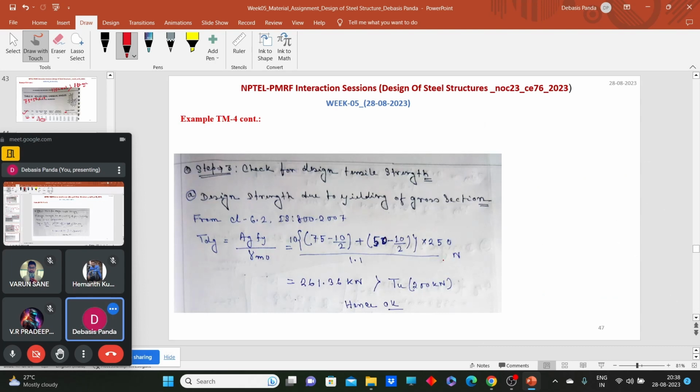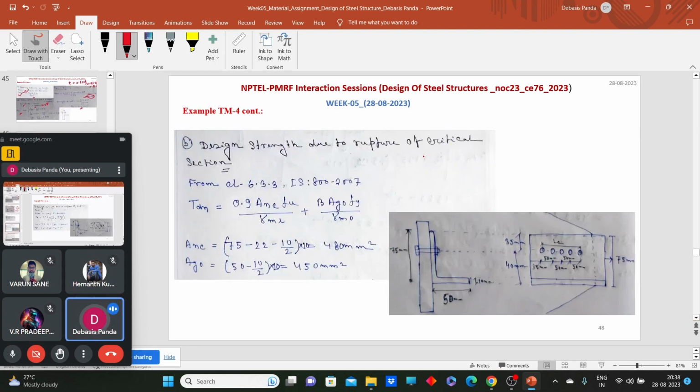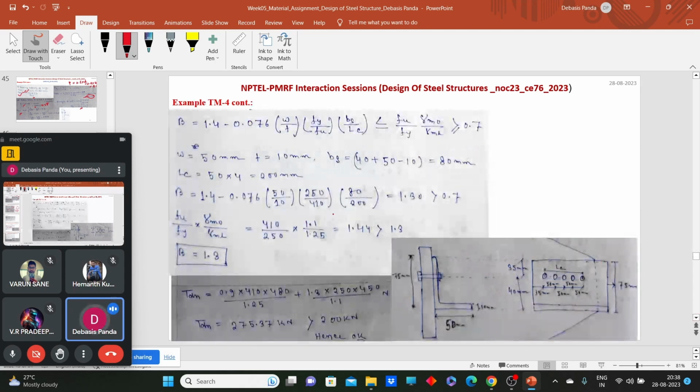So here the design strength due to yielding we have already calculated, and we have considered this section from here. So obviously this value will be more. Now two more things, here we need to calculate the design strength due to rupture of critical section. So in the rupture of critical section formula, the connected leg will reach up to the ultimate strength, and the outstanding leg will reach up to the yield strength. So you just need to calculate the beta value, Anc and Ago value. So I have calculated these things. Now I think you can calculate this here. So I'm not going line by line. Then by this way you can calculate the value of Tdn.